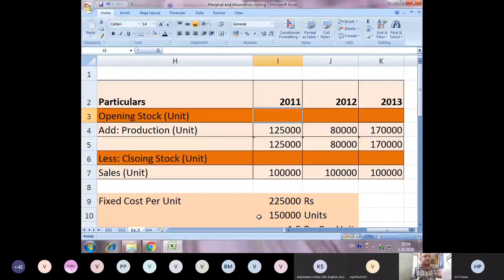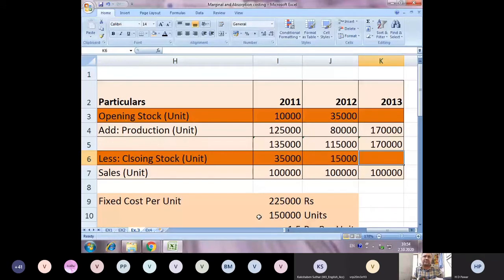If 10,000 units is opening stock, and 1,25,000 is your production, then the total is 1,35,000. But out of that, 1 lakh units are sold. That means 35,000 is closing stock. Got it? The closing stock of 2011 becomes the opening stock of the next year, 35,000. Now 35 plus 80 is 1 lakh 15,000, but the sale is 1 lakh. That means 15,000 is your closing stock.